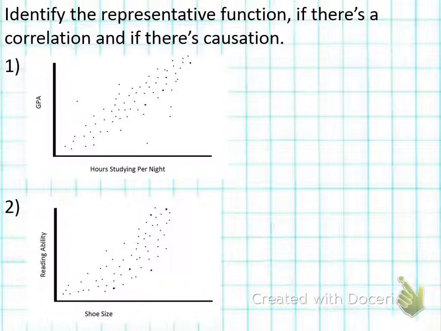We're comparing at the bottom on number 1, hours of study per night to your GPA. Clearly, we know that the less you study, the lower your GPA, right? Do you all agree? And the more you study, the higher your GPA. Do you agree with that? That's what the data says.